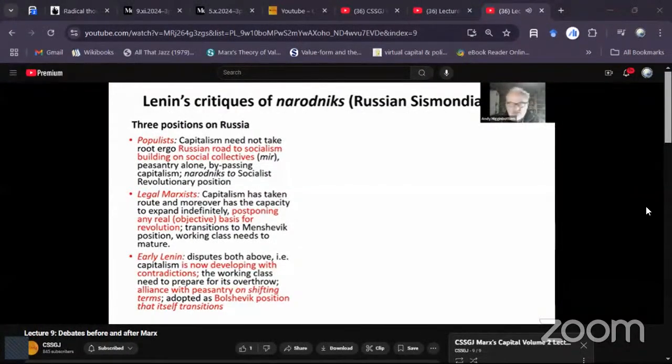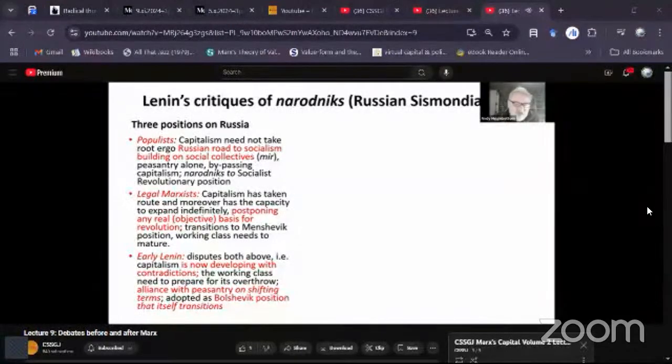The legal Marxists were the polar opposite. They said capitalism would take hold and it would be very successful. And because it would be expanding indefinitely, there was no real objective basis for making a revolution. So they were using Marx's arguments to deny the need for revolution.